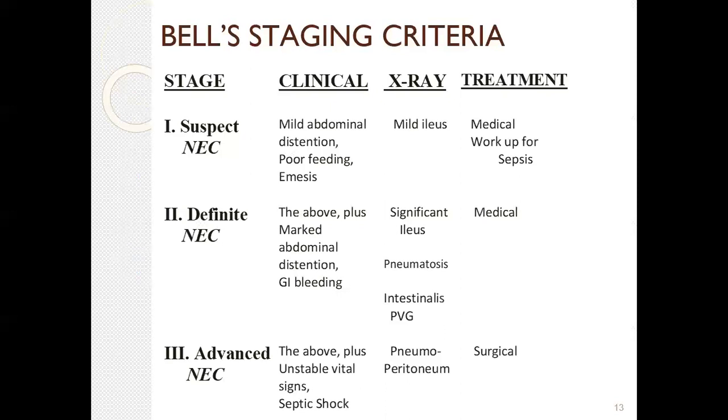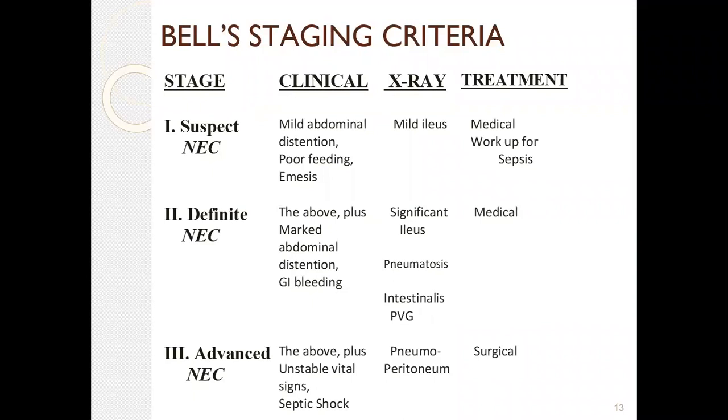This is one of the clinical staging criteria by which the major type of treatment can be decided. It is called the Bell's staging criteria. Stage 1 is suspected NEC, stage 2 is definitive NEC, and stage 3 is advanced NEC. In stage 1, there might be mild abdominal distension with poor feeding and vomiting. And on X-ray, you will see mild ileus, that is, distension of the bowel loops on X-ray.